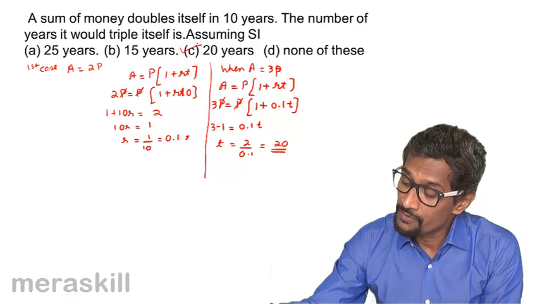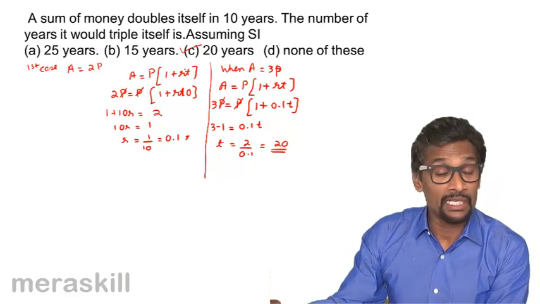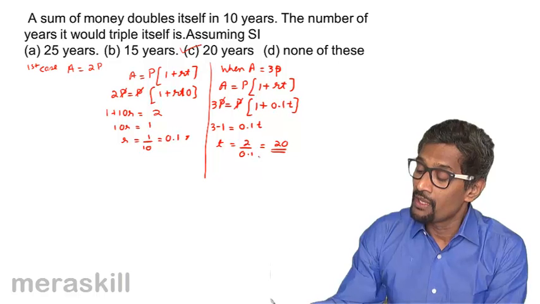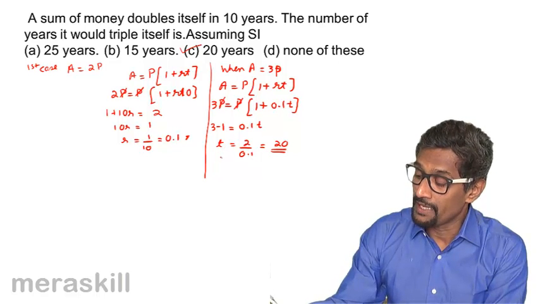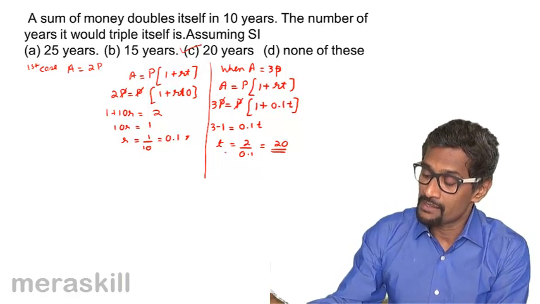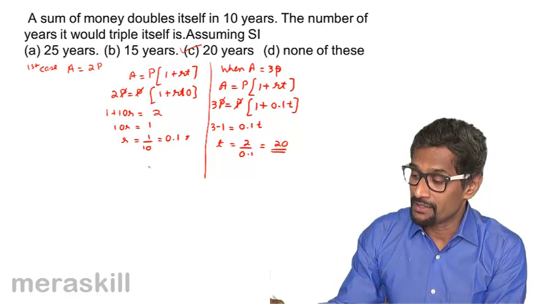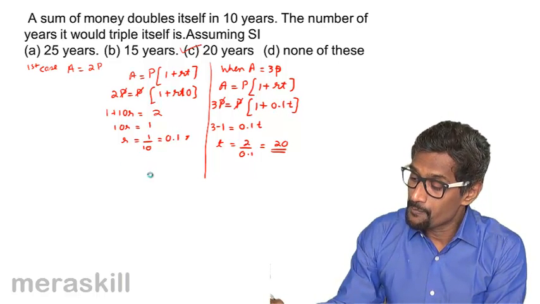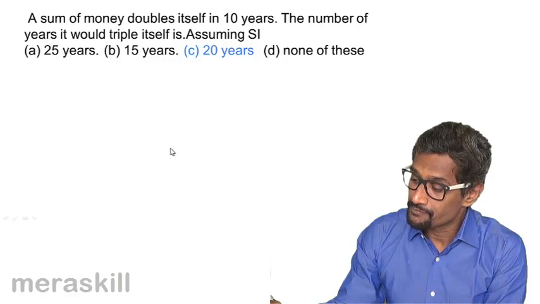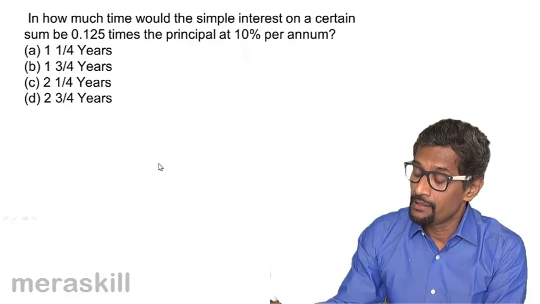So the first set of information is again meant to find the rate of interest as in the previous case. And with that rate of interest, you find the period in the second case. So it turns out to be 20 years. Okay, right, fine. Further ahead.